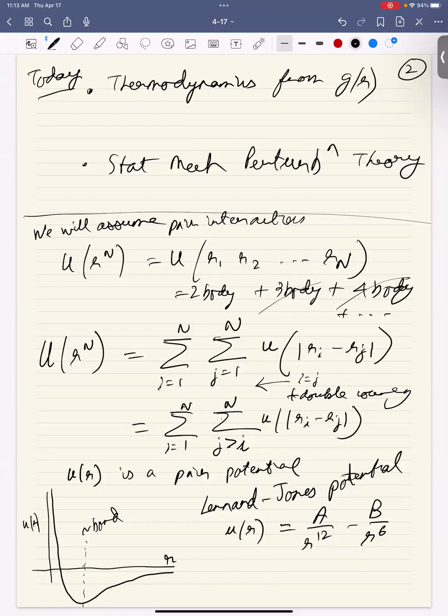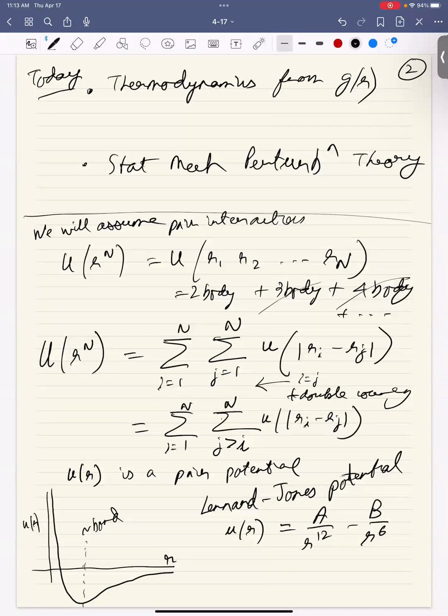As r tends to 0, it will blow up. As r tends to infinity, it will go to 0. And it has a well-defined minimum. So we will be working with potentials of this form. Furthermore, we are going to assume that any two atoms have the same u of r. We have already assumed that, right? I'm not saying u12 of r, u23 of r, right?